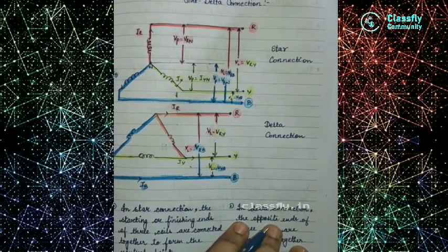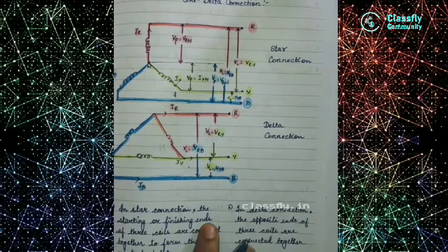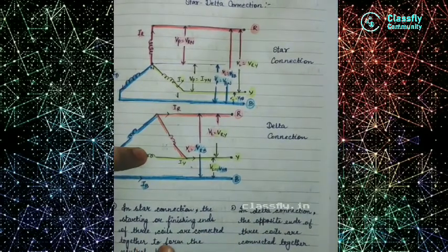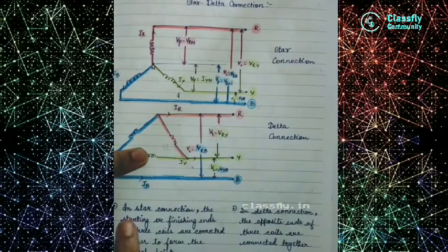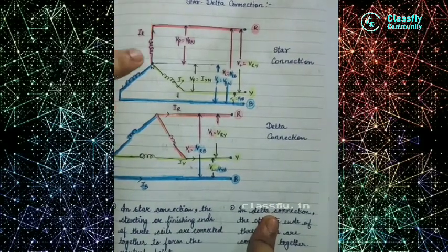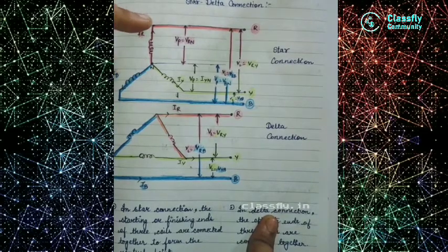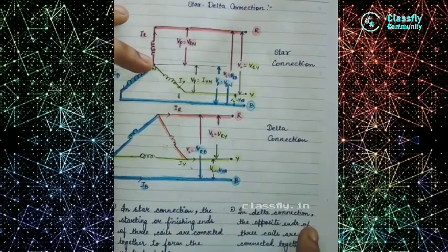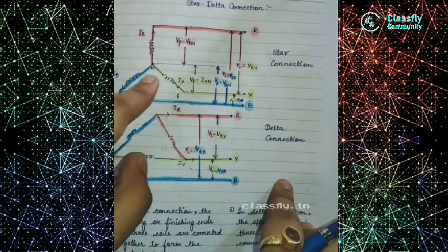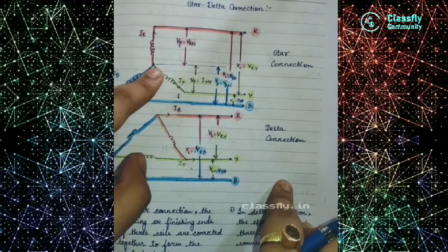In a star connection, the starting or finishing ends of three coils are connected together to form the neutral point. That means this is a star connection, you can see. The starting or finishing ends: if you think this is the starting, then this would be the finishing. So the three coils are connected together to form the neutral point. For this one also, this is the finishing point, and for this one also, this is the finishing point.